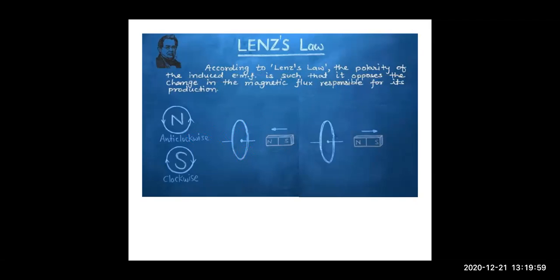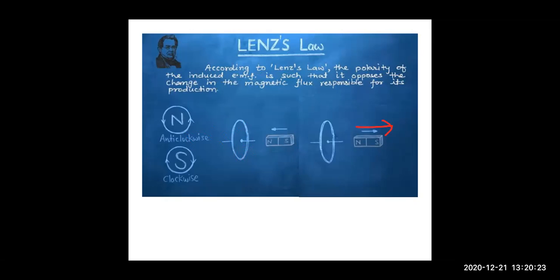Let me explain once more. Now, suppose you are taking the north pole away from the coil, right? As you are moving the north pole away from the coil, again the magnetic flux will change. The number of field lines passing through will become less. So they are changing, right? So current will be produced, current will be induced in the coil.